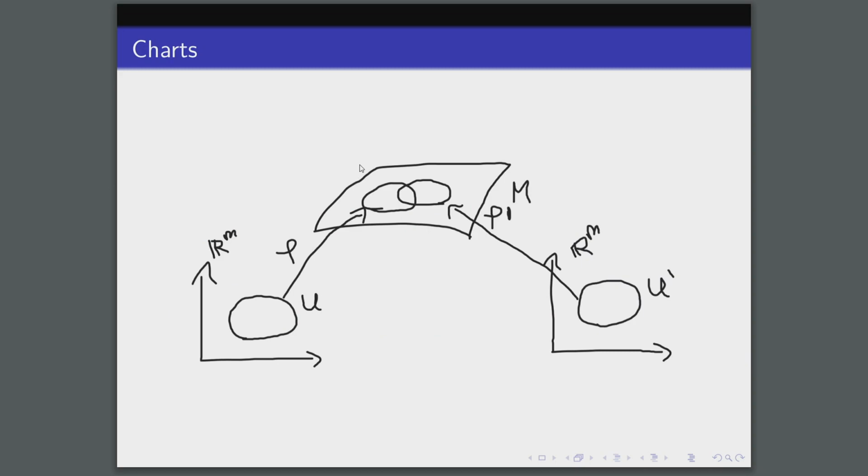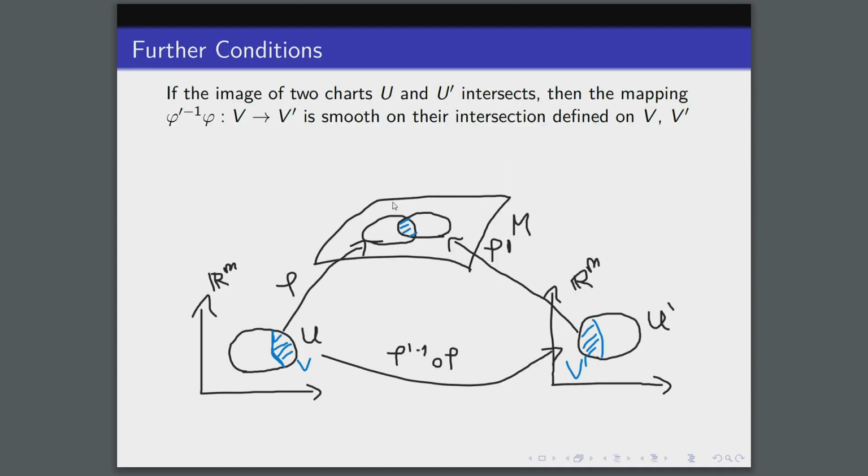How you can imagine this is basically we have the manifold up here, and we have the different charts on the level of Rm, giving us local coordinates on the manifold M. And we also have some further conditions on how these charts behave with each other. If two charts U and U prime intersect in their image on the manifold M, then we require that the mapping on the intersection is smooth. You can view this as a coordinate transformation.